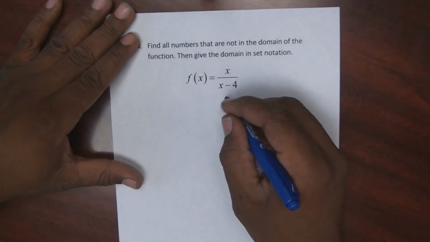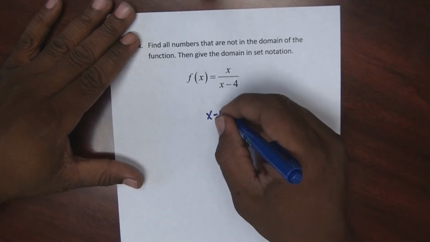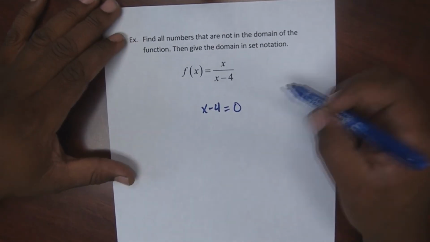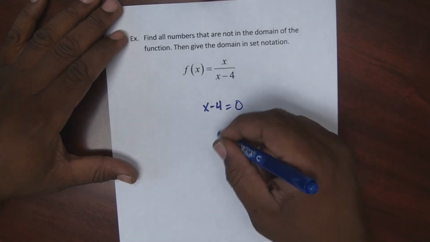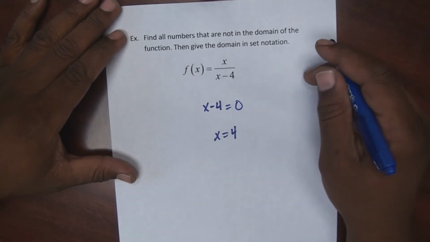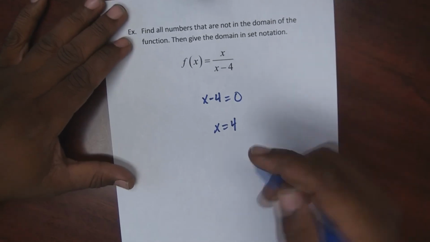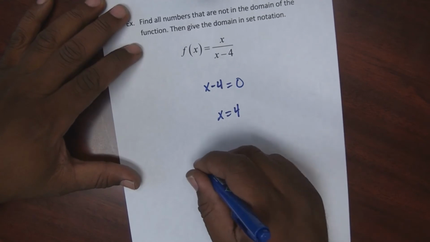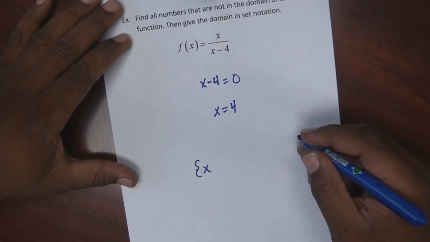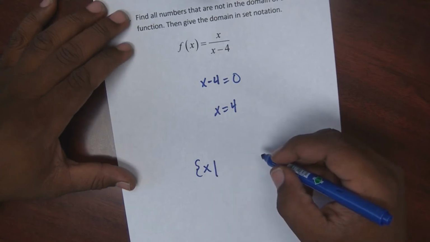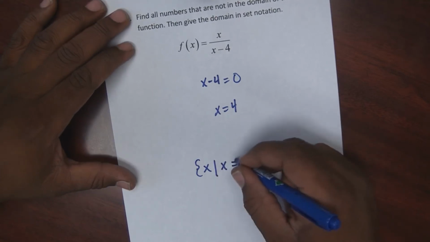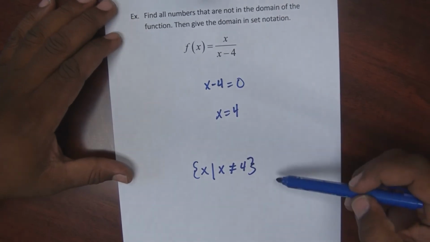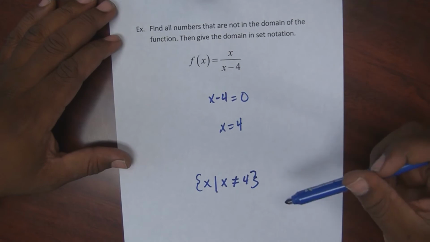So I'll simply take the denominator, I'll set it equal to 0, and I'll solve it for x. So I'll simply add 4 to both sides. I have x equal to 4. And to write out our domain in set notation, I have all real numbers x such that x is not equal to 4. And this is the domain in set notation of our rational function.